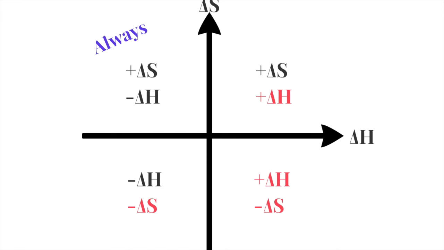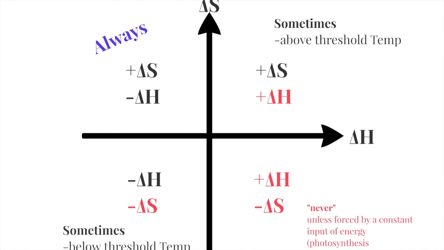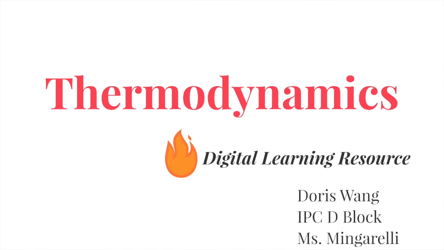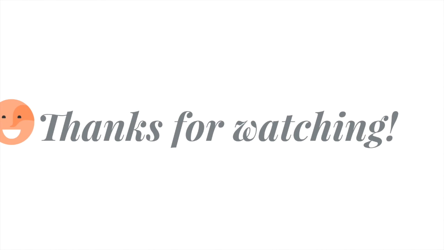The ones falling in the fourth quadrant won't happen unless forced, such as photosynthesis. And the first and third quadrants are a little bit trickier. They need to be above or below the threshold temperature in order to get G to be negative, which will make the reaction spontaneous. That's all for thermodynamics, and thank you for watching.